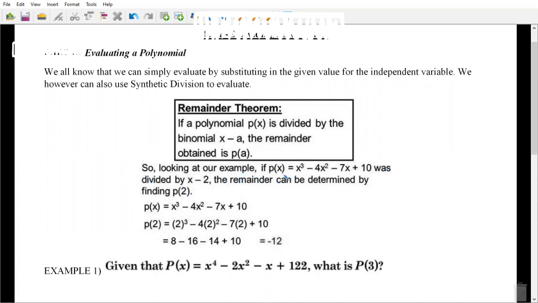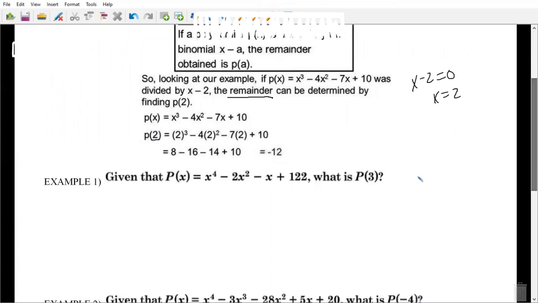So for example, if I was dividing x cubed minus 4x squared minus 7x plus 10 by x minus 2, and I wanted to know what the remainder would be, I could plug in the 0. So I would have x minus 2, set it equal to 0, get x equals 2. I would plug in the 0 value into the polynomial. So into the polynomial, I would plug in 2. And then I would evaluate just like a normal situation.